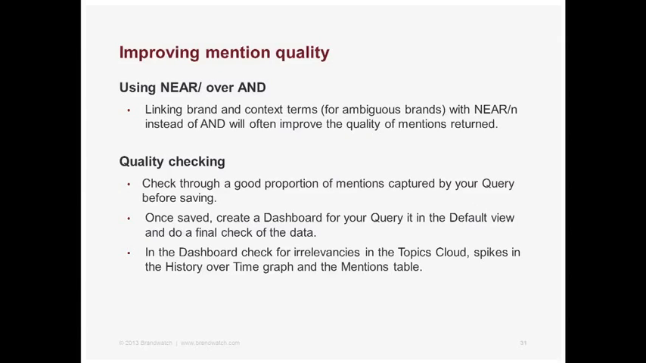So things like the topics cloud or any spikes in the history over time graph, if you click on those things, they can highlight if there's any obvious terms that are appearing that are totally irrelevant to the brand that you're searching for. And then based on that, you can go back into your query and either add exclusions or just refine your context terms some more.